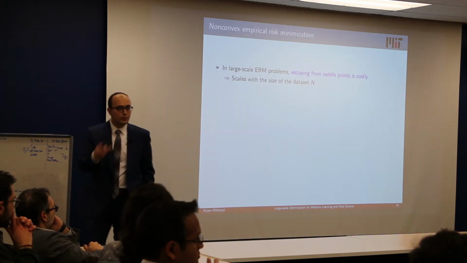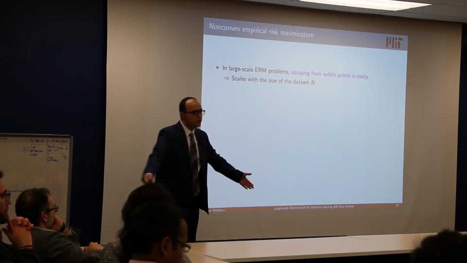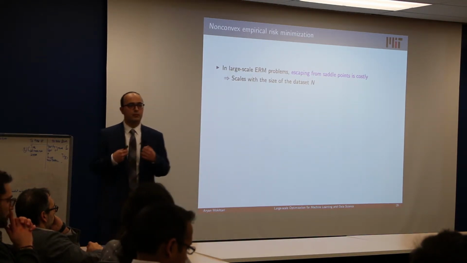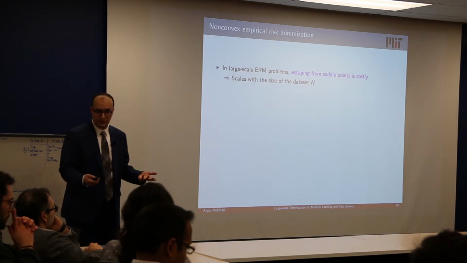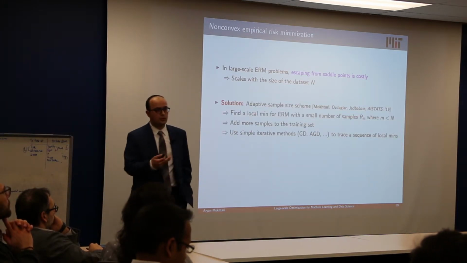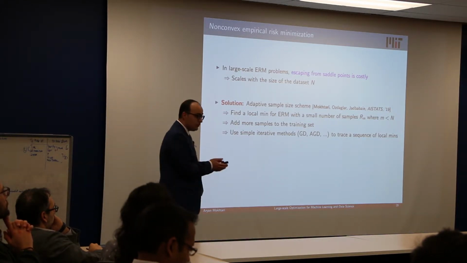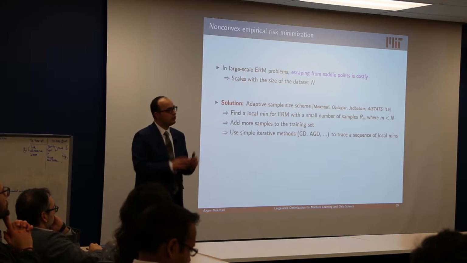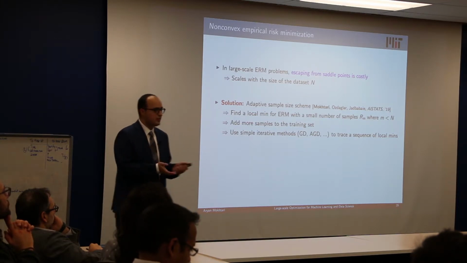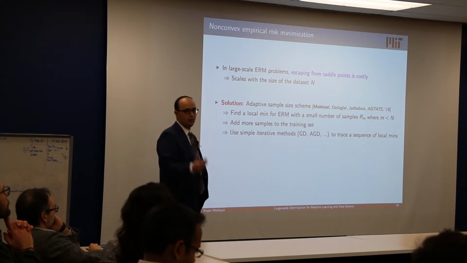However, the computational complexity scales poorly with the size of the training set. If you have a large number of samples, the step of escaping from a saddle point is going to be costly. So what we propose is to use the idea of the adaptive sample size method also for non-convex problems. Saying that, if escaping from saddle points is expensive, let's do it only once. So for the first problem, which has a small number of samples, let's say you escape from all the saddle points and you reach a local minimizer.